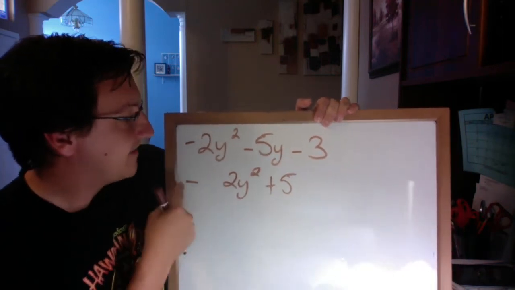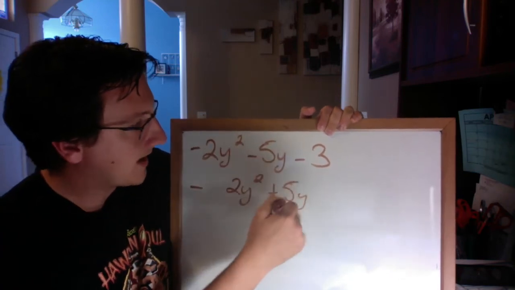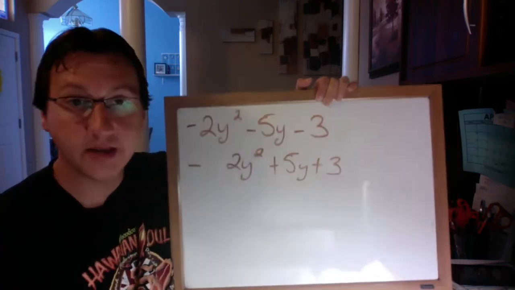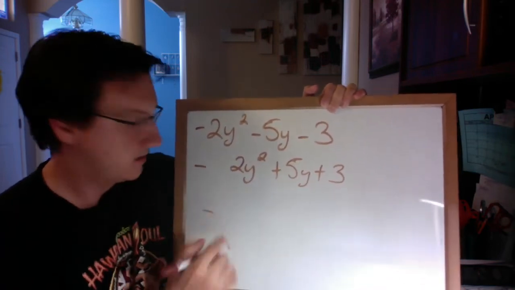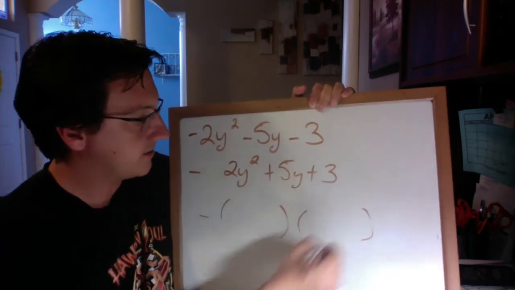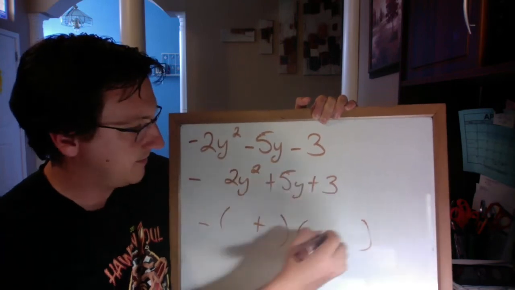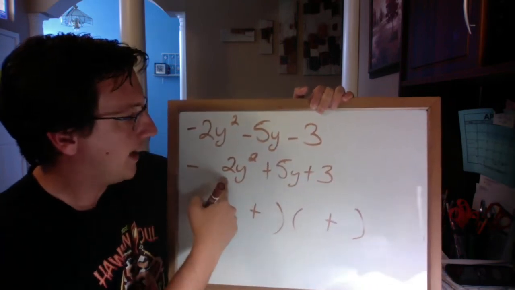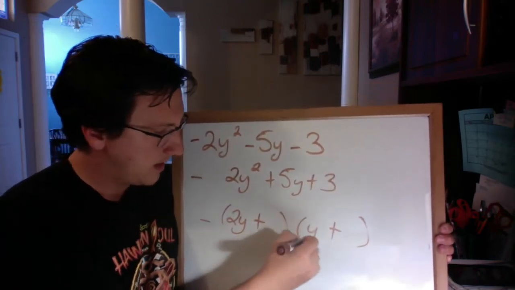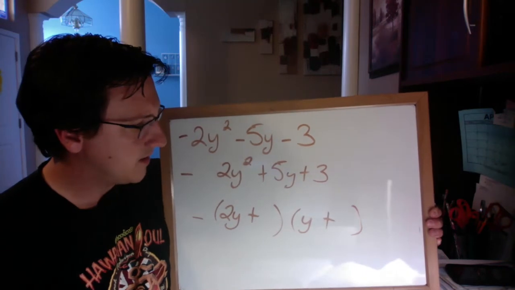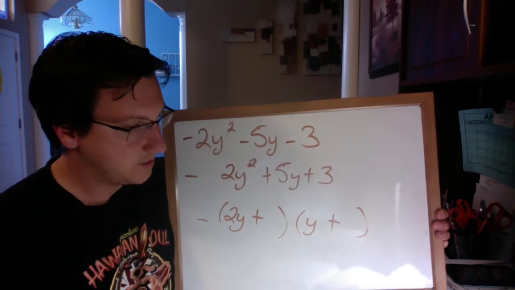I factor that negative out, and then that leaves me with 2y squared plus 5y plus 3. Now I'm going to bring my negative down. I'm not going to lose it, all right? And now I'm going to factor. Both signs are the same. Both are positive. 2y squared, so that will be 2y and y. And factoring positive numbers is definitely easier than doing positives and negatives or negatives. So this will be a little bit easier for us.